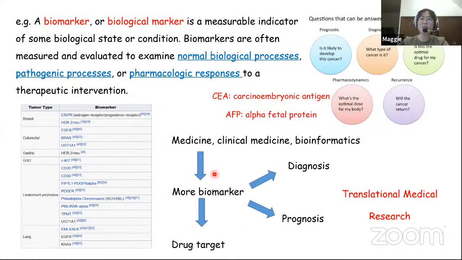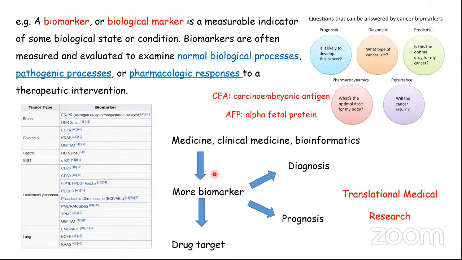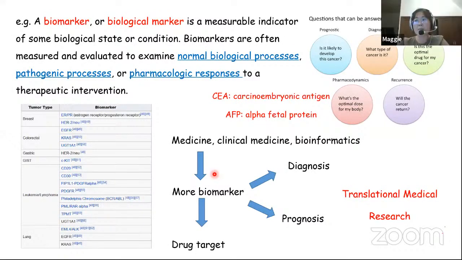Okay, so here is one more example about translational research. This topic is about biomarkers. So what is a biomarker? A biomarker, or biological marker, is a measurable indicator of some biological state or condition. Biomarkers are often measured and evaluated to examine normal biological processes, pathogenic processes, or pharmacological responses to a therapeutic intervention.